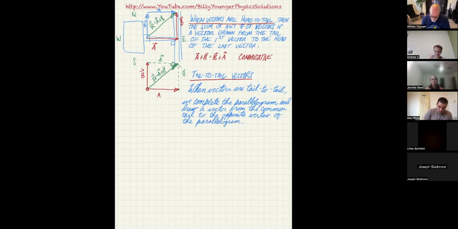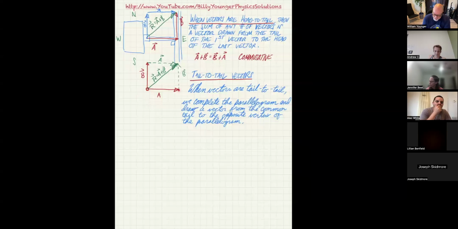So notice if I had A and B like I have them here in red, then completing the parallelogram would involve me sliding that B to the right to where the dashed B is, and then sliding that vector A up to where the dashed A is, and then I've completed the parallelogram. And according to the rules, all I have to do is draw a vector from the common tail, which is this point right here, to the opposite vertex, which is that point opposite.